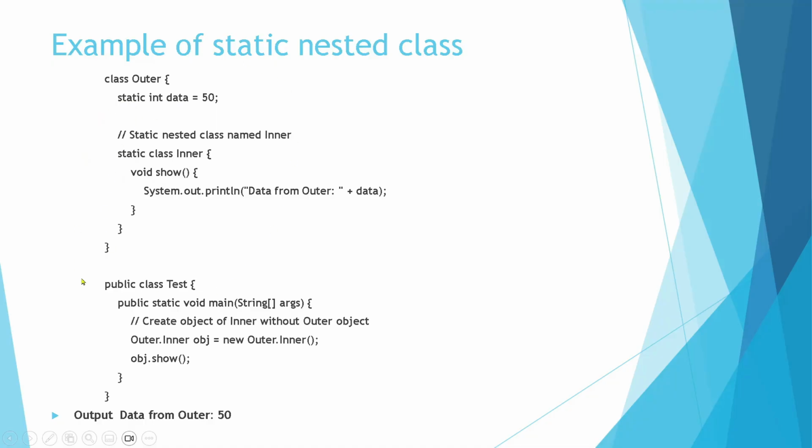If you execute this program, you will get the output as data from outer colon 50. This will be the output. Means from this example, we learned that by using a static class, you can access the static members of the outer class.